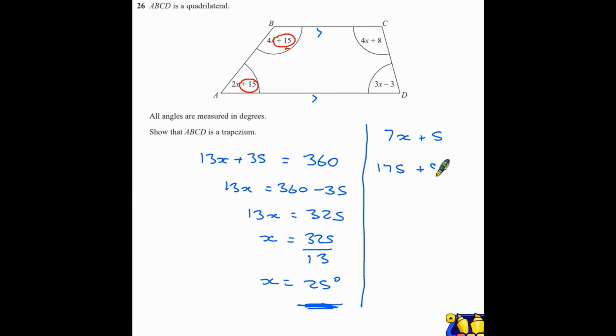So 7 times 25 is 175, and we've still got the plus 5 there. 175 plus 5 is 180 degrees. Therefore, the angles at C and D do equal 180 degrees. So yes, it is a trapezium.